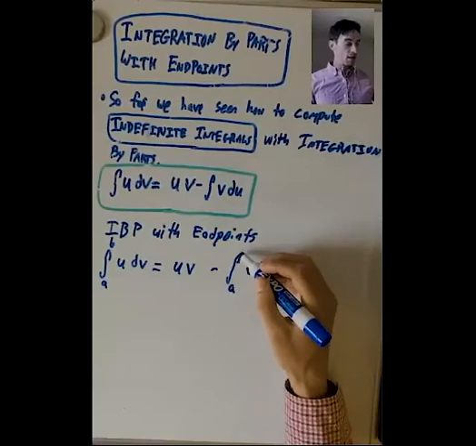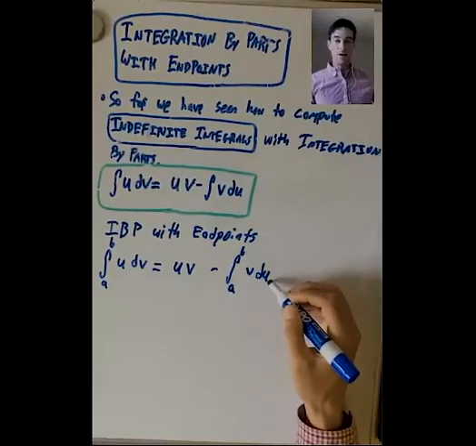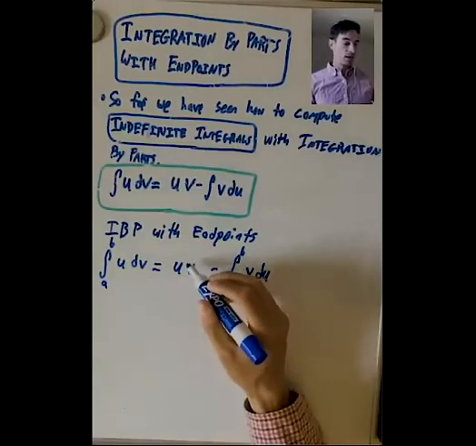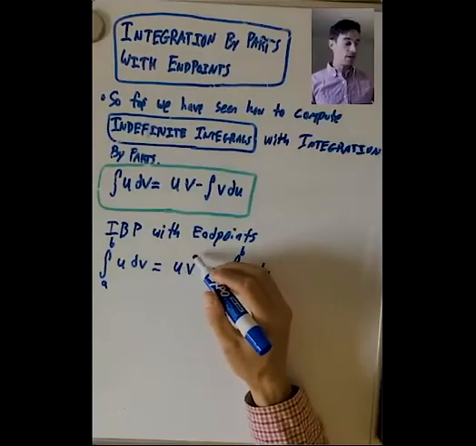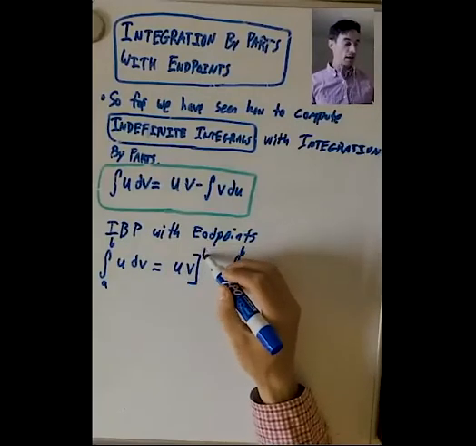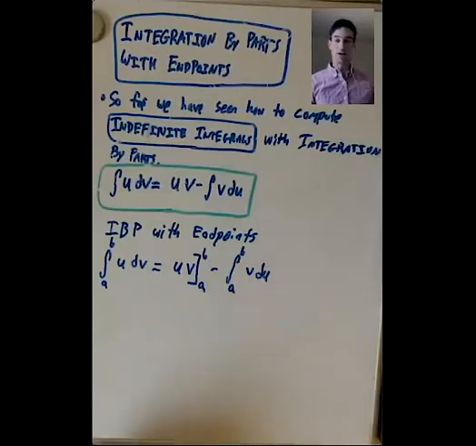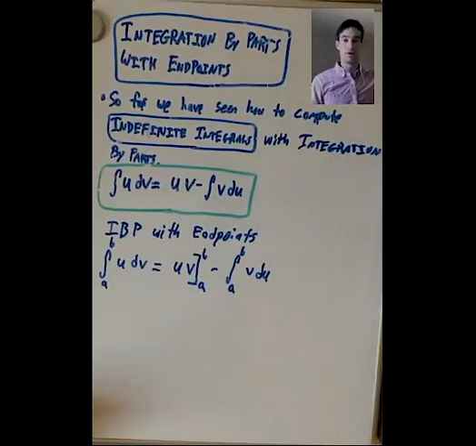So what happens is this integral of v du also goes from a to b. And the function u times v, we evaluate at b and subtract the evaluation at a, just like in FTC2. So this is the big formula to remember.